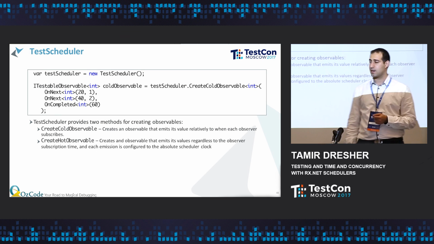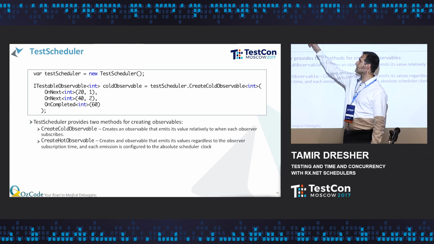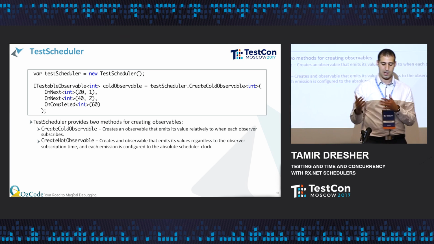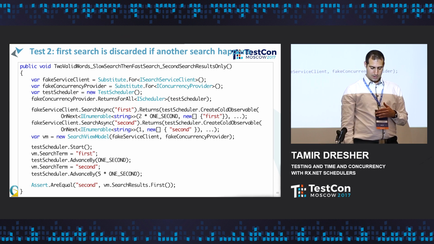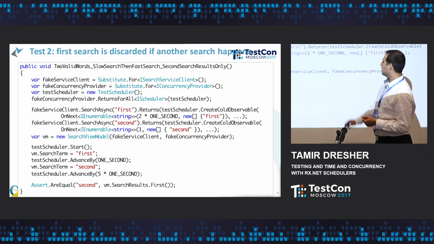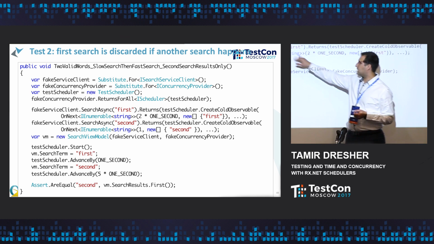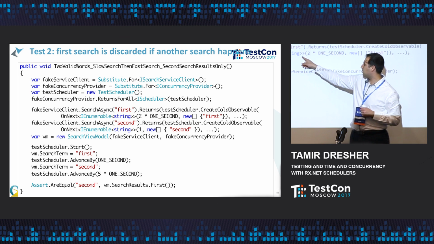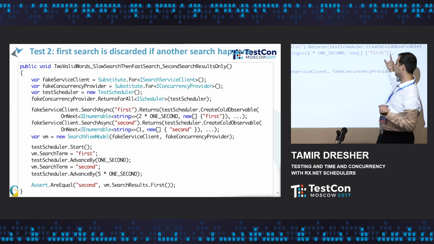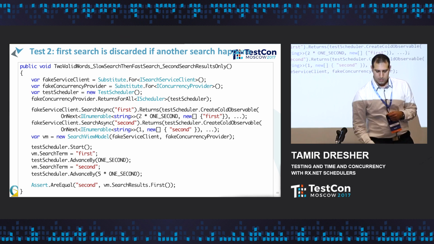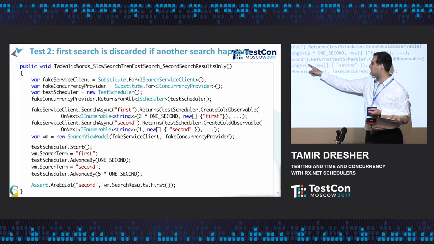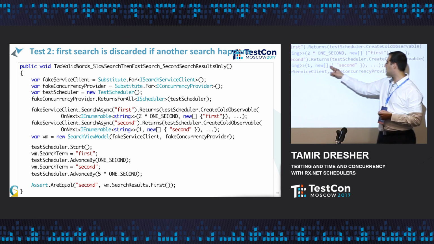Because with the test scheduler, I can even say for each point of time what is the value that I want to receive. I can create a test scheduler that says for each point of time what should happen. So in my code, I can create the fake service client in a way that when the word first is being searched, I want it to return the cold observable, which will give me in the time of 2 seconds these values. And when the second word, which is called second, happens, I want it to return something at the time of 1, which is like immediately returning the result.